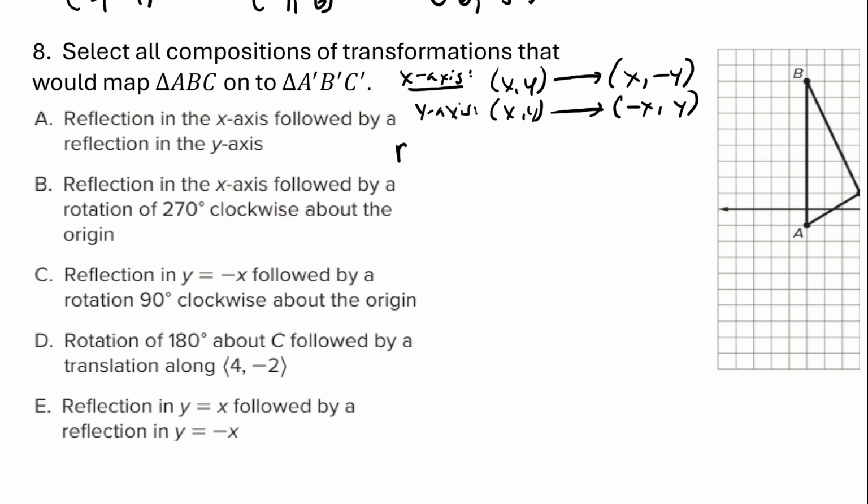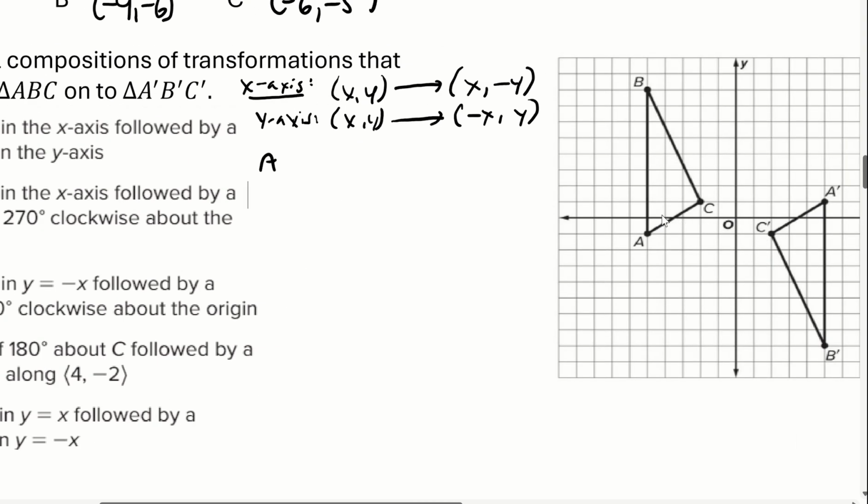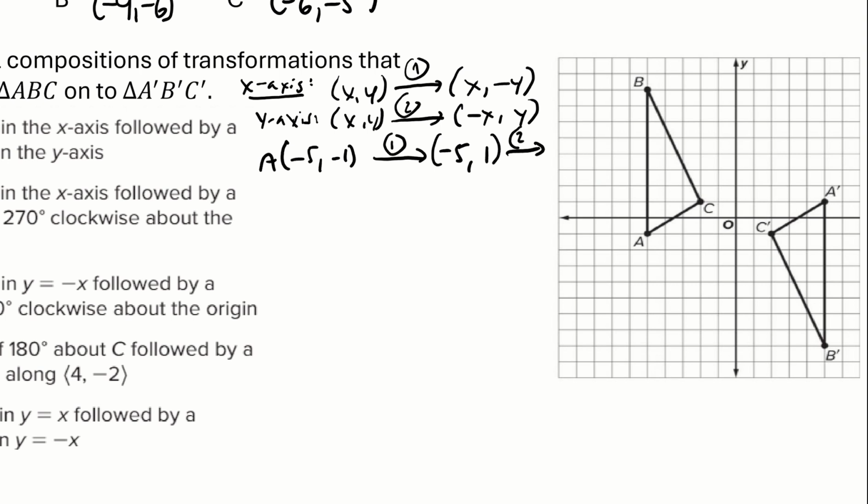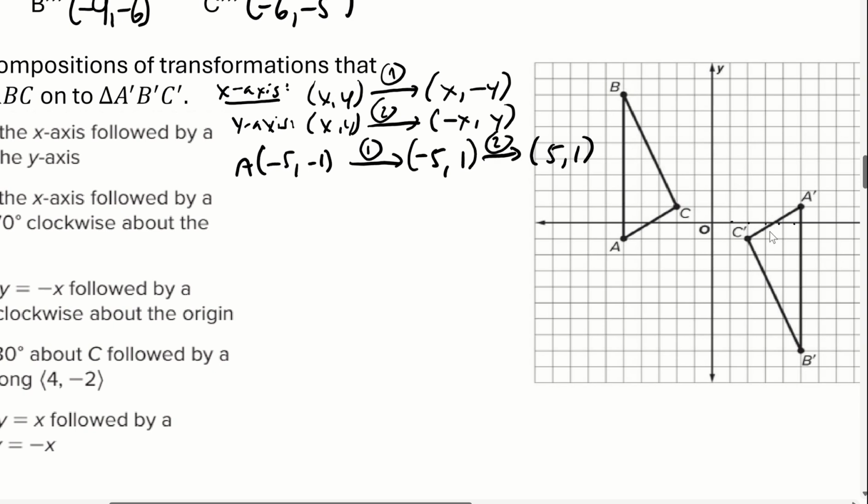So let's do the coordinates of A. The coordinates of A are 1, 2, 3, 4, 5, and -1. So -5, -1. So then if I apply the first transformation, I put a negative on the y, but it's already negative, so it becomes positive. And then for the second transformation, put a negative on the x. It's already negative, so it turns positive. So it's 5, 1. So that looks good so far. That's 5, 1.